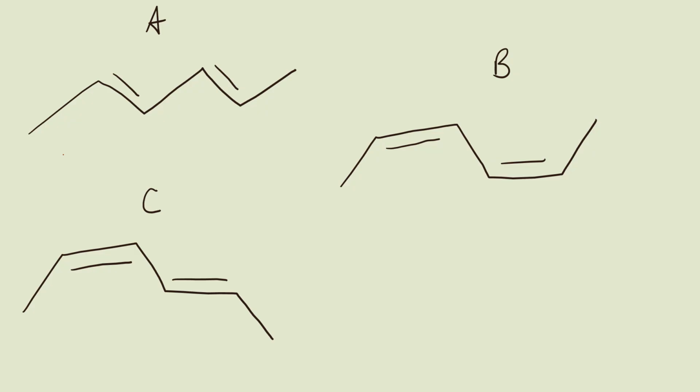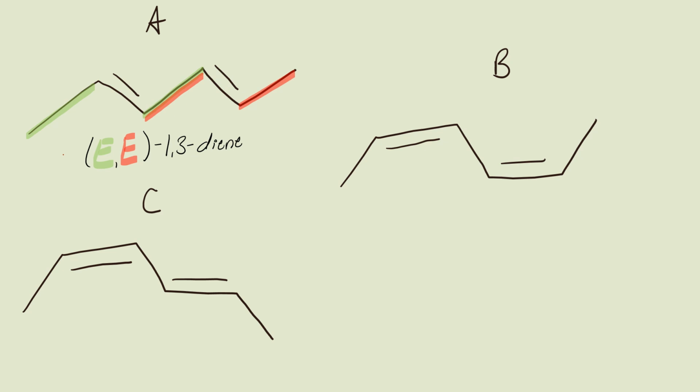Let's look at structure A. The leftmost double bond has one pointing down and one pointing up. We're going to call this one trans. The rightmost double bond has one pointing up and the other pointing down. This one is also trans. We call this a trans-trans or EE 1,3-diene.